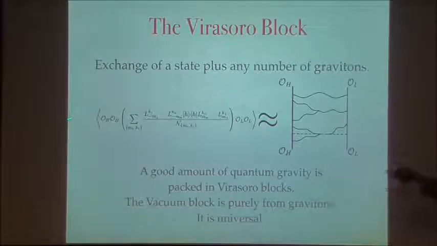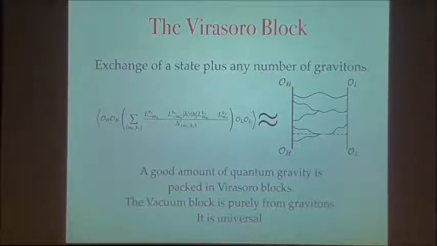So this is writing out a Virasoro block in more detail. This is explicitly writing that I'm inserting a projector in between this correlator. And this projector projects onto one particular Virasoro multiplet generated by this highest weight state. In the bulk, you can think of this as the contribution from exchanging this particular state plus exchanging an indefinite number of gravitons. With this perspective, you already see that a Virasoro block has a good amount of quantum gravity packed inside it because you're summing over all these graviton exchanges.